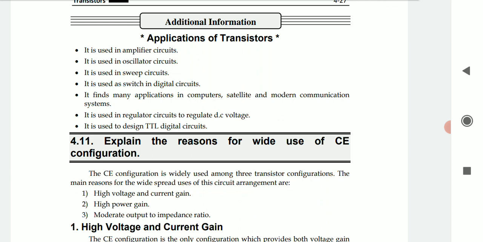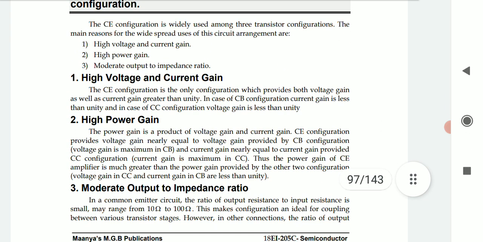It is used as a switch in digital circuits, meaning on off. The transistor can be used as an on off switch. It finds many applications in computers, satellite and modern communication systems. So a lot of communication applications are there by using the common emitter configuration.